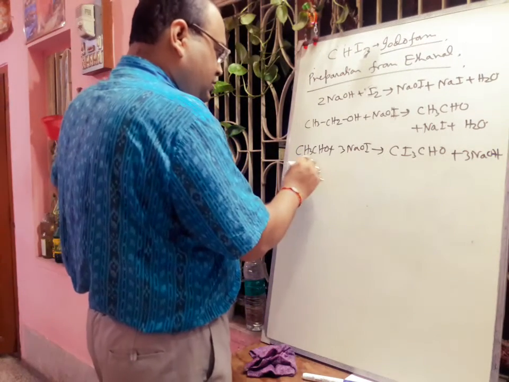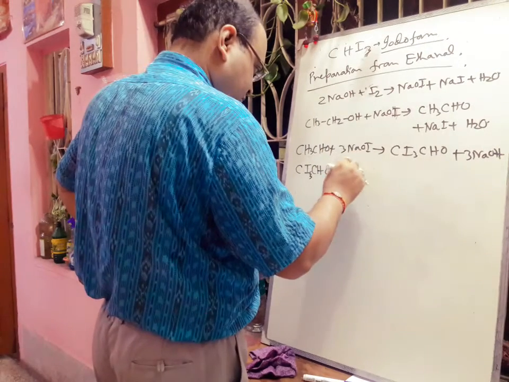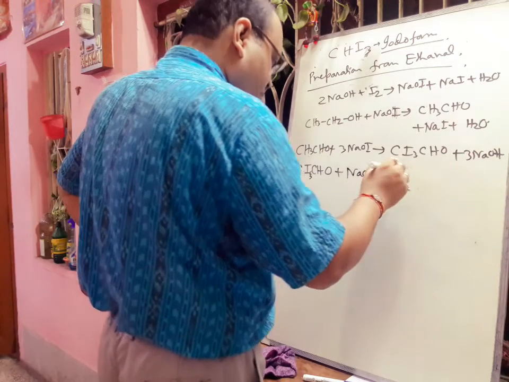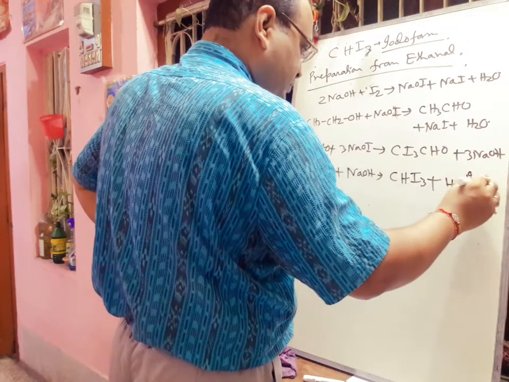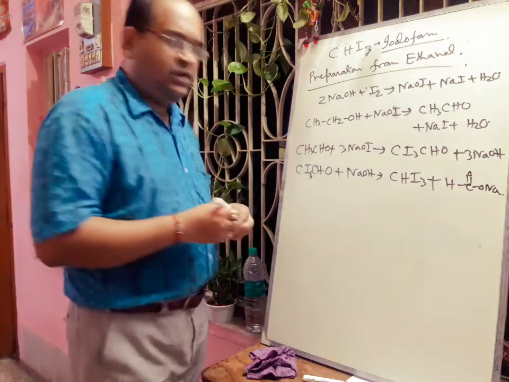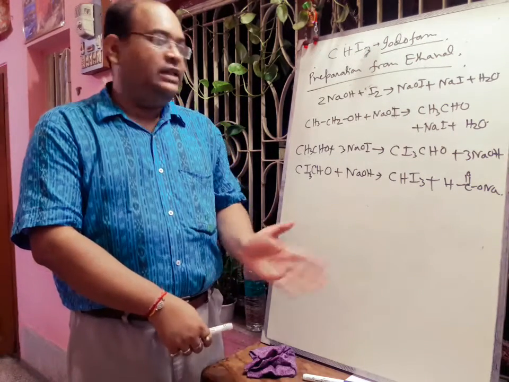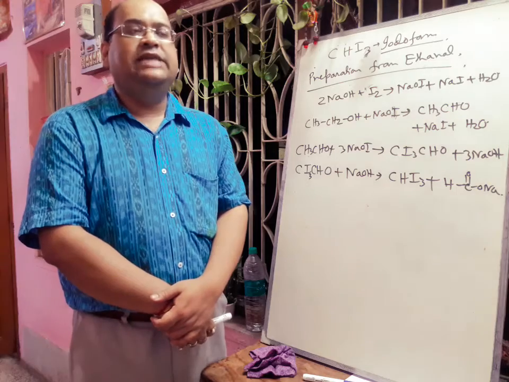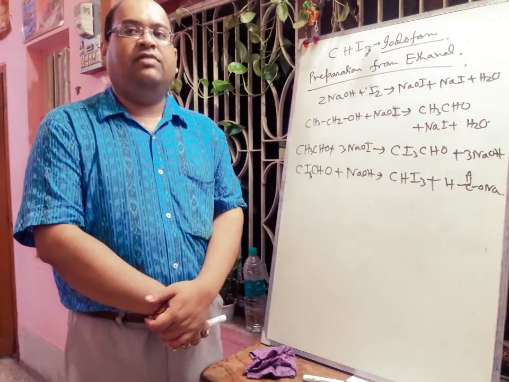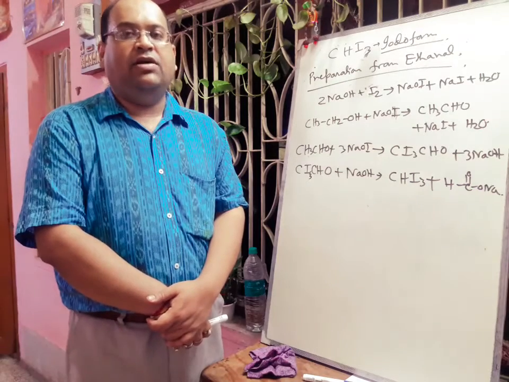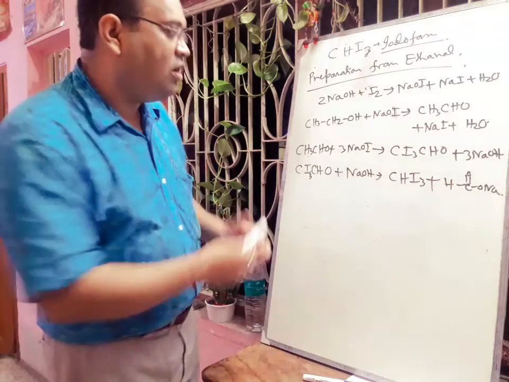Then CI3CHO will be hydrolyzed by NaOH. That will form CHI3 plus HCOONa. So in this way we can prepare iodoform. If we want to write the overall reaction, it will be CH3CH2OH plus 4I2 plus 6NaOH, that will form CHI3 plus HCOONa, sodium formate, plus 5NaI plus 5H2O, and this type of reaction is called the haloform reaction.